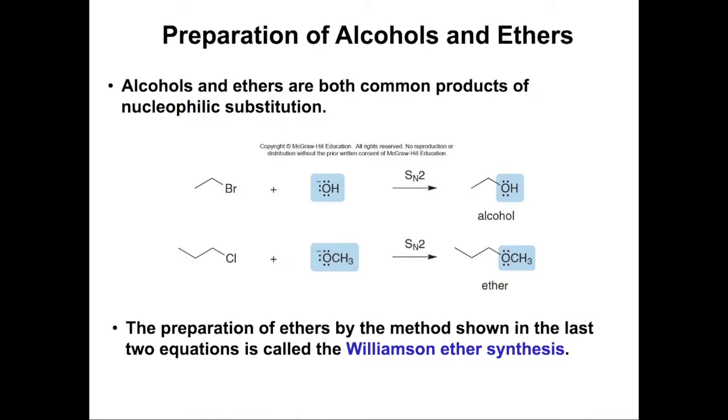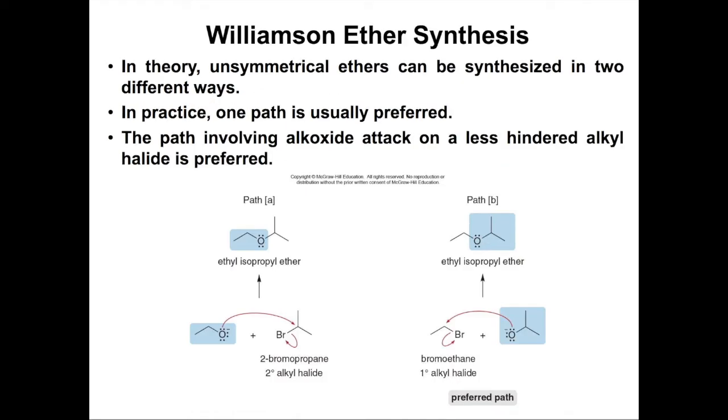If we talk about the Williamson ether synthesis, this reaction can happen in two ways. We either start with the ethoxide on this side and then we have a secondary alkyl halide, or we can have a primary alkyl halide and this is our ethoxide. This one is the preferred path because we go through a primary alkyl halide, and you know primary alkyl halides will react faster in an SN2 fashion.